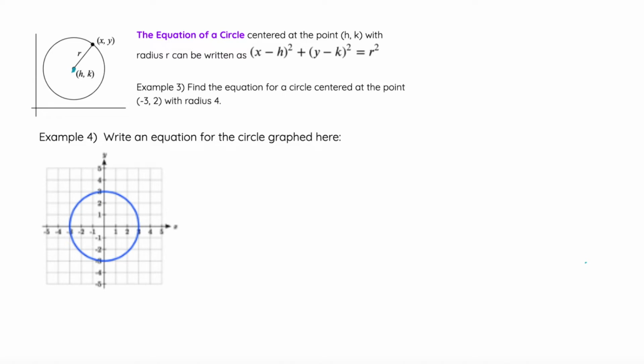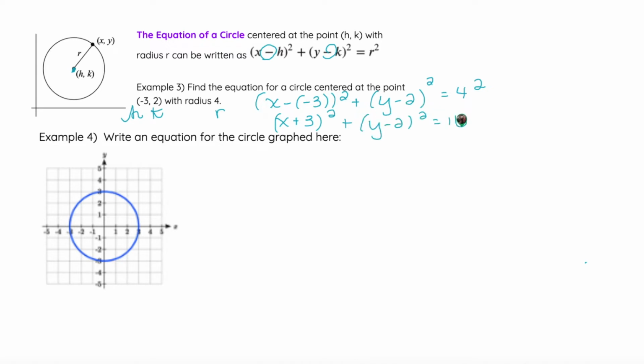So I already know my h value, I know my k value, and I know my r value. Super easy then to put this into our equation. Keep in mind that we're subtracting. So I'm going to be taking x minus -3 squared plus y minus our y value squared is 4 squared, and then cleaning it up just a little bit because I know that double negative turns into a plus: (x plus 3) squared plus (y minus 2) squared is 16.